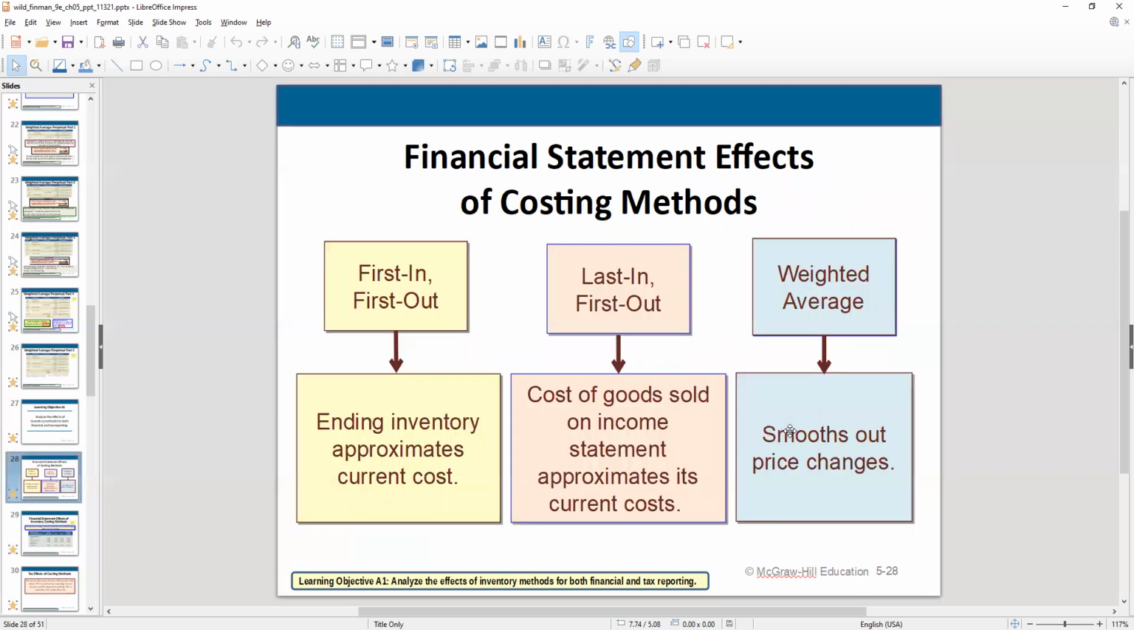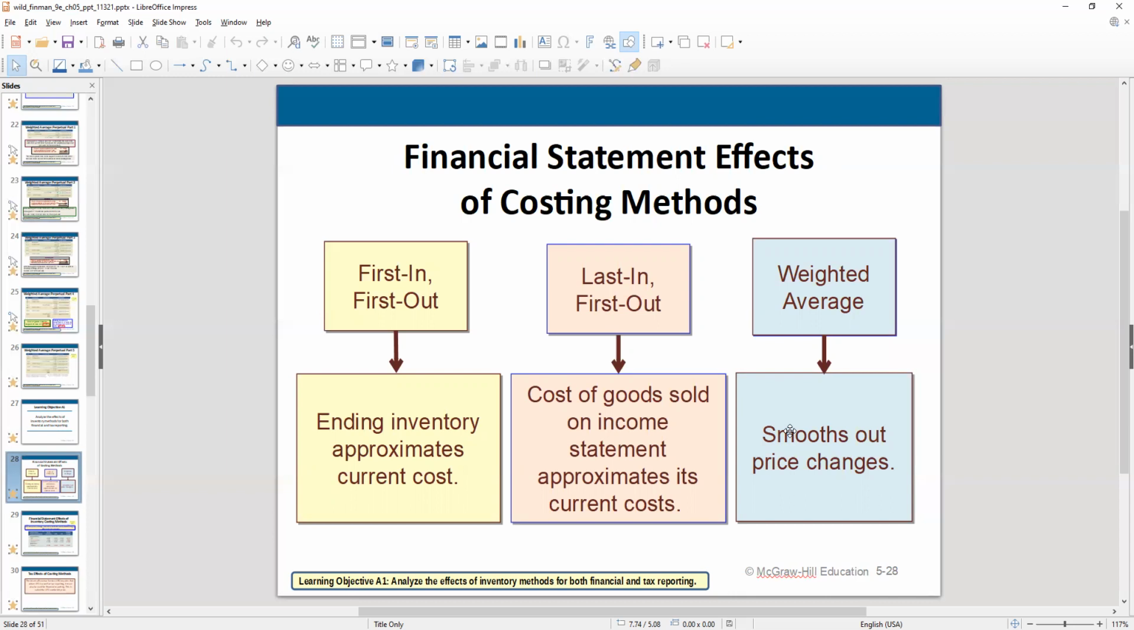Let's go back to a side. So if you have first in, first out, ending inventory approximates what your current cost is. In other words, what your product costing you. All right. That's why I like it, because to me, it's a more accurate inventory. Last in, first out affects your cost of goods sold, as I just explained to you. All right. And it does approximate what that particular category of products is costing you. And then weighted average, it just keeps the price changes smoothed out over time.